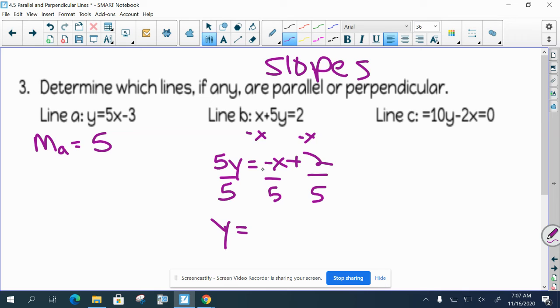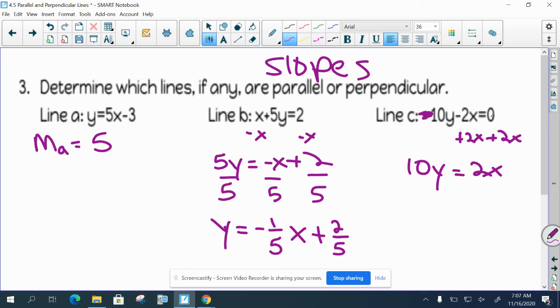So then you get y equals, remember this turns into -1/5 for the coefficient, -1/5 x, and then plus 2/5. And then here, once again, we would need to get this in slope-intercept form first. This is just not supposed to be there. So we'll add the 2x over. So you get 10y equals just 2x, because there was just a 0 there. Divide both sides by 10. So y equals 2 divided by 10 is 1/5. So 1/5 x.